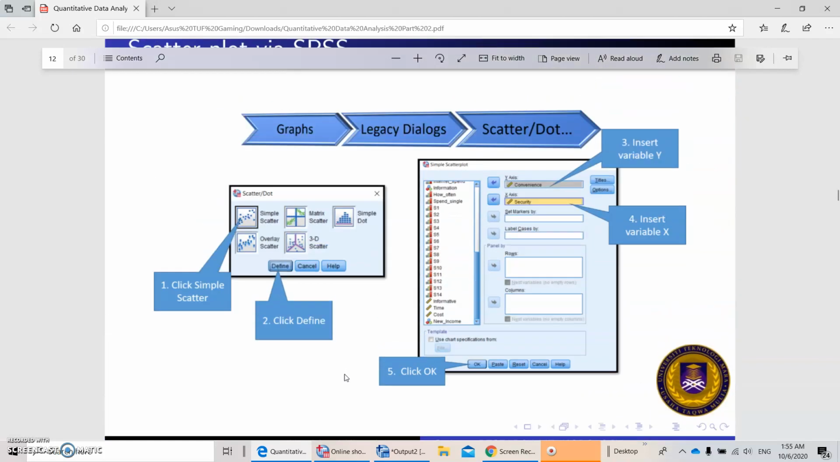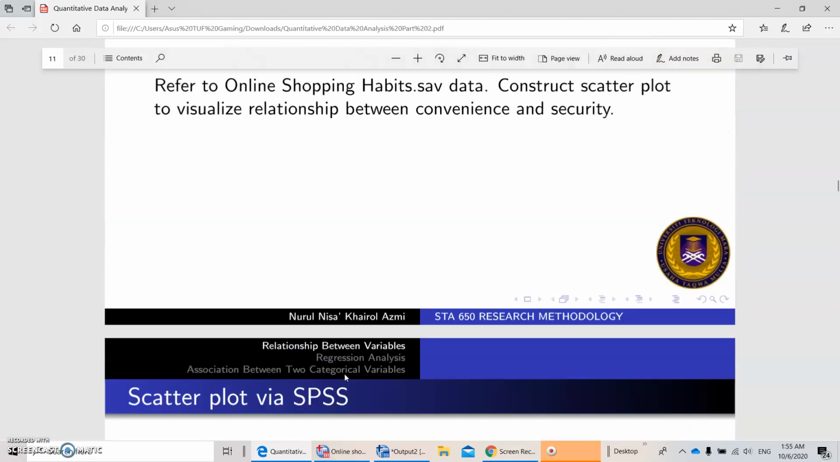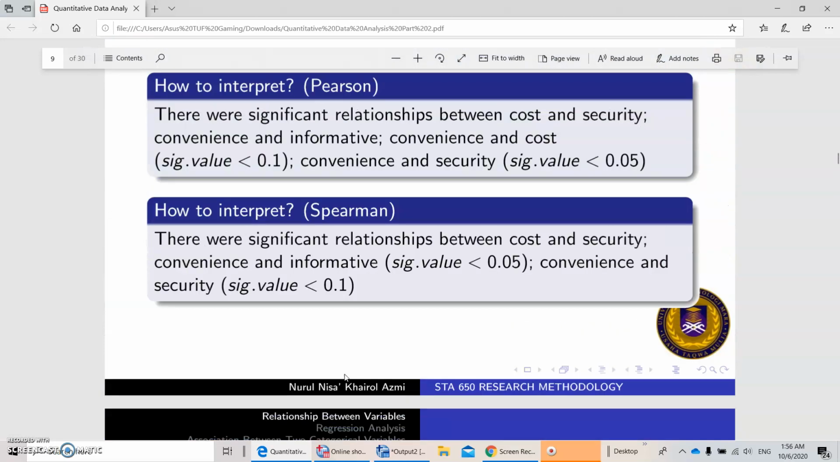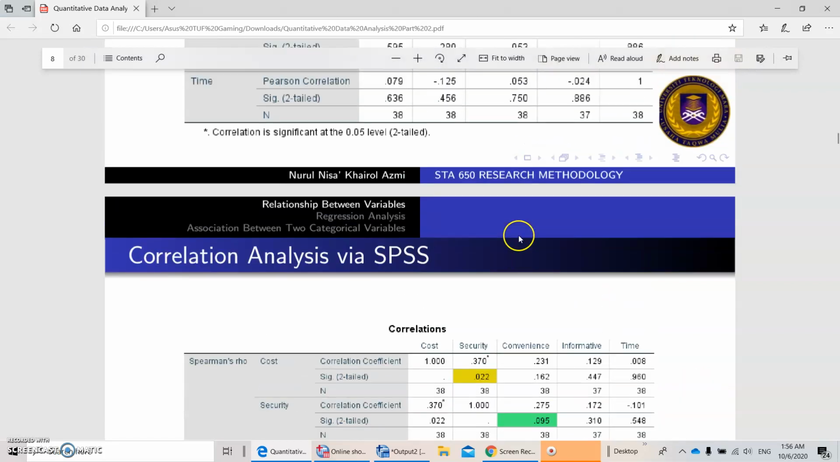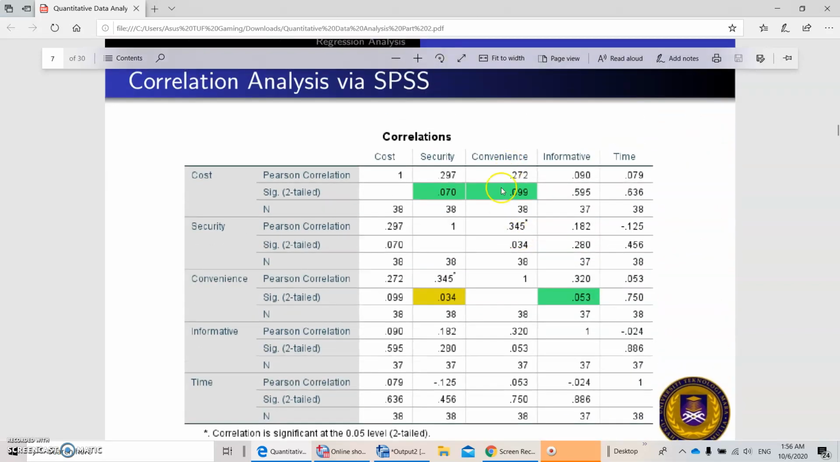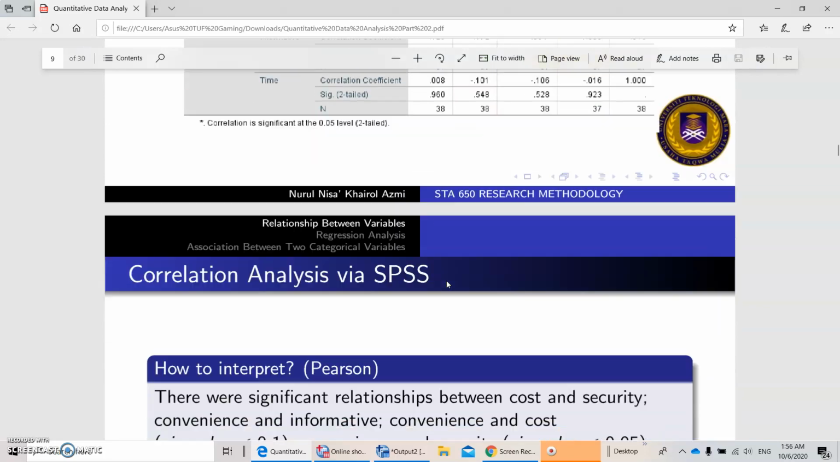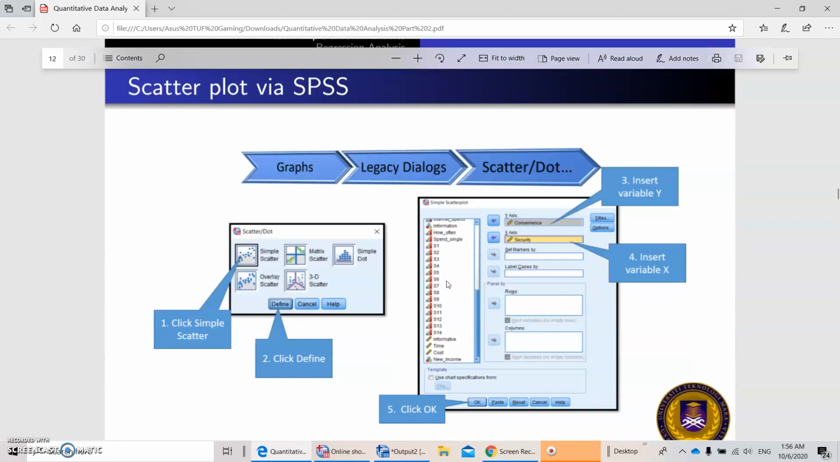And then the coefficient of correlation is expected to be low or moderate. When we compute based on the output of the correlation coefficient just now, the correlation is actually very low. Based on this, convenience and security, the relationship is 0.345, which is less than 0.4, so it is considered a low relationship.